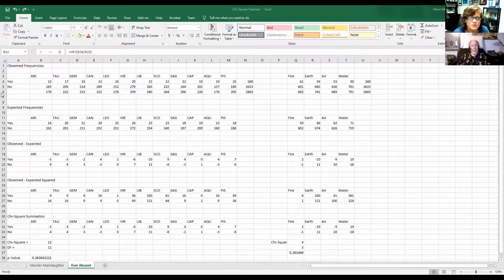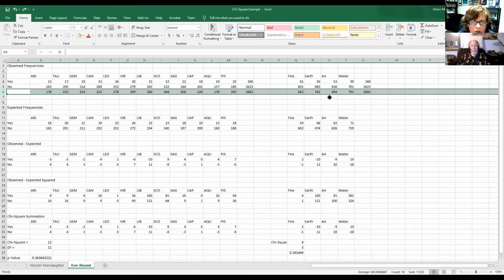Wait, okay, I want to make sure I understand those numbers. I'm looking at the 791, we have more water individuals, signs. Yes, but as a proportion, the proportion that were abused, the proportions are roughly the same. They're pretty much the same. That's why we're not getting it. Well, that's not the question I'm asking.